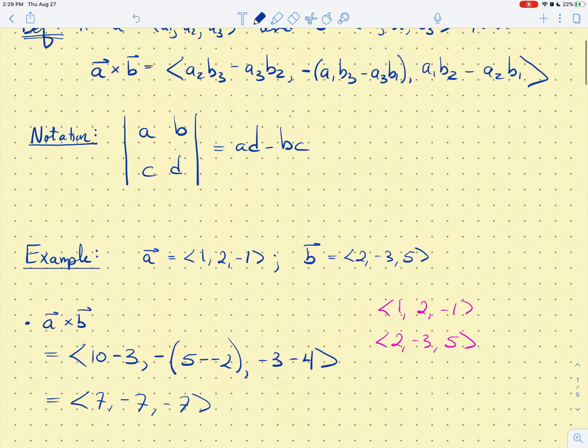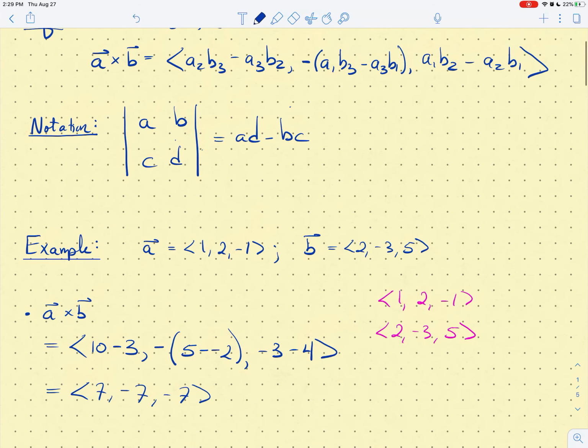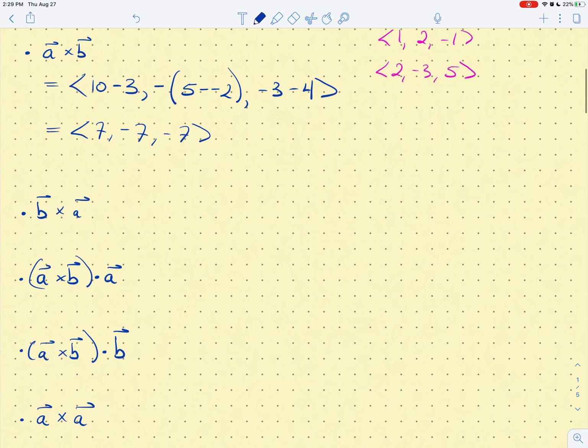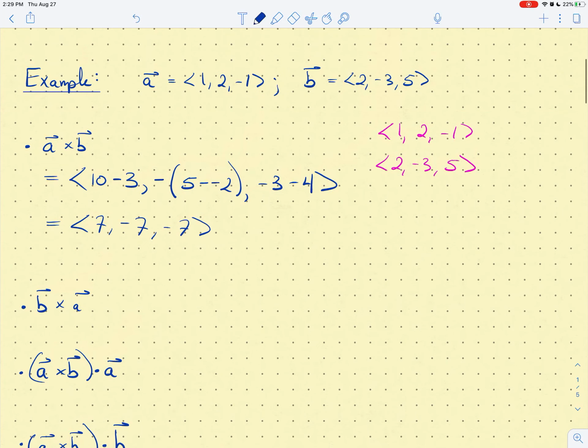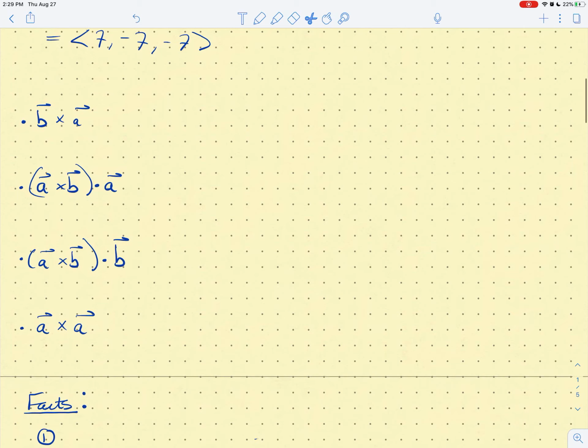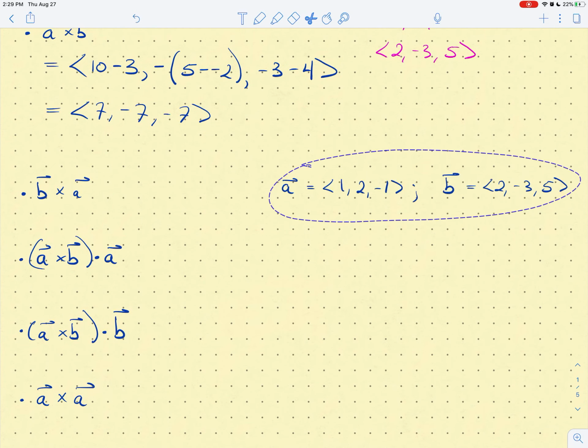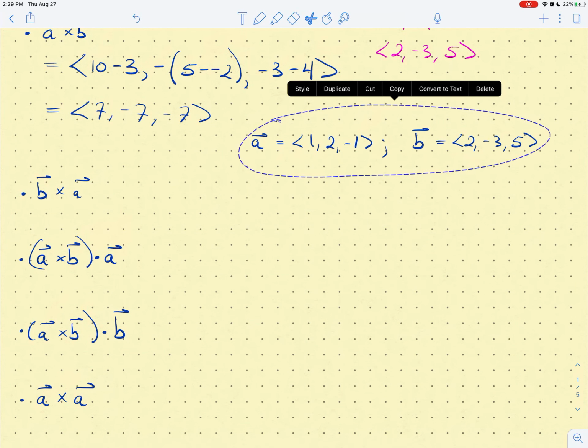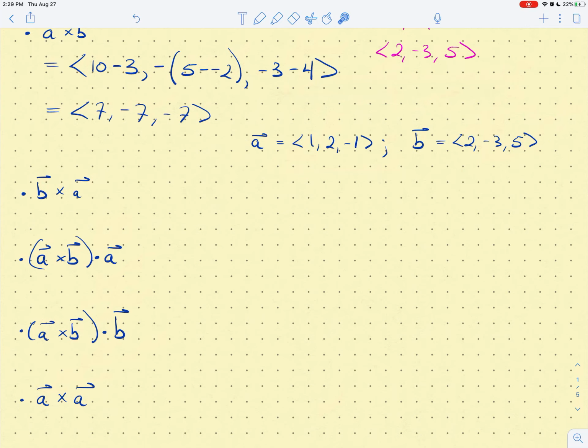I would like to invite you to pause the video and work out the following problems. The way I've done it, you can't see the original vectors, so let me copy those for you and drop them in right here. I would like you to pause and then compute these four things. You're going to compute two cross products, and then you're going to use the cross product that I computed and the one that you did here to take these two dot products as well and see what you get. Go for it.